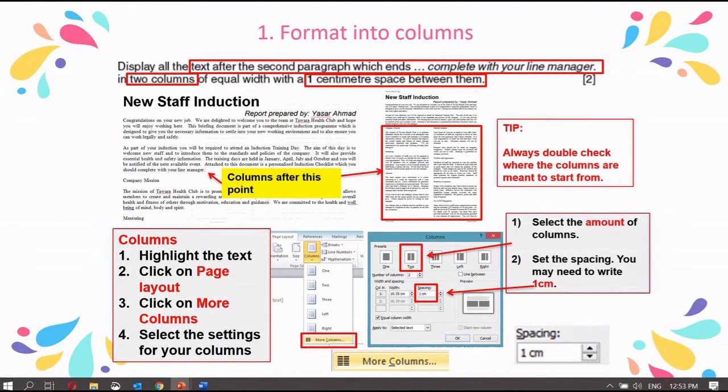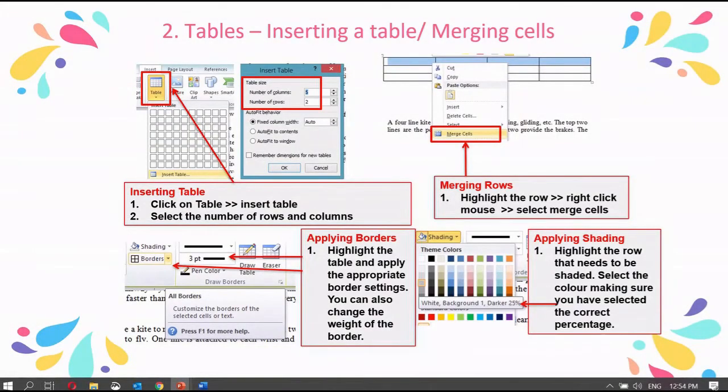So this is the first thing we learned today, how to make columns. The second thing we are going to learn today is all about tables. Inserting a table, merging the cells of a table, inserting, deleting rows and columns, all of these things. So let's see how this is done.